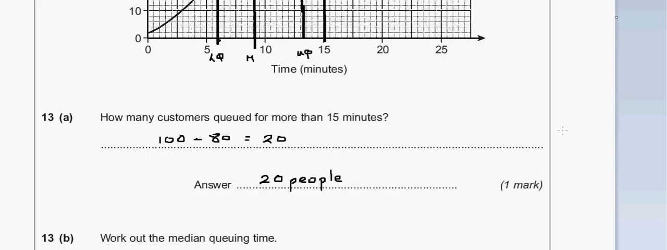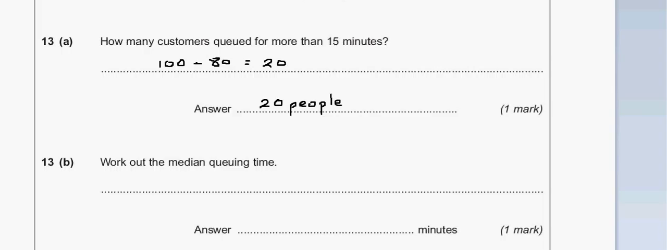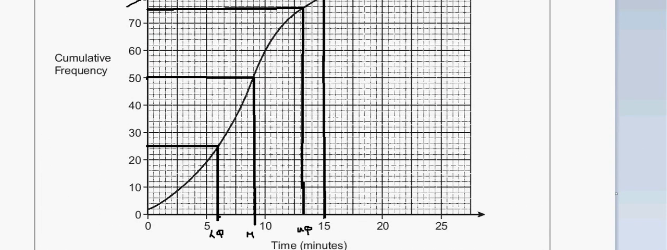Okay, now work out the median queuing time in minutes. So we go back to our cumulative frequency. Now we've already done this. This is why I said drop the line in. Our median, remember, is the middle number. So 50 is the middle number of 100. So we come along, we hit the line and we drop down.